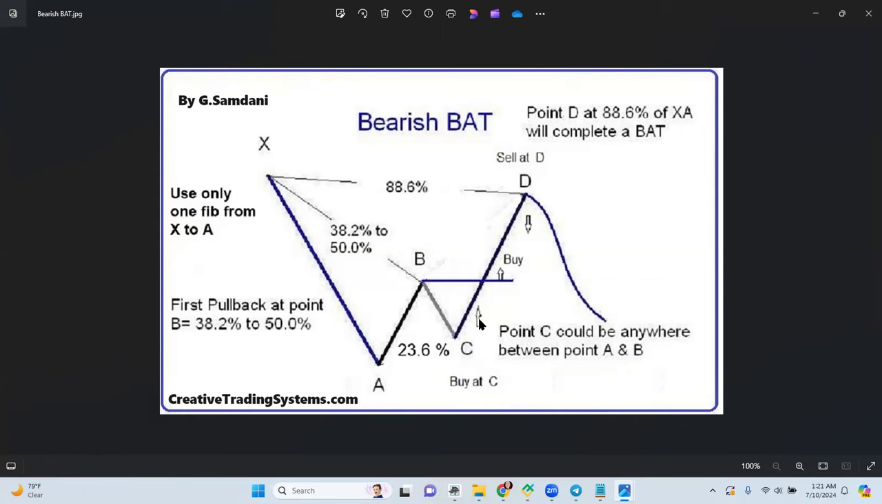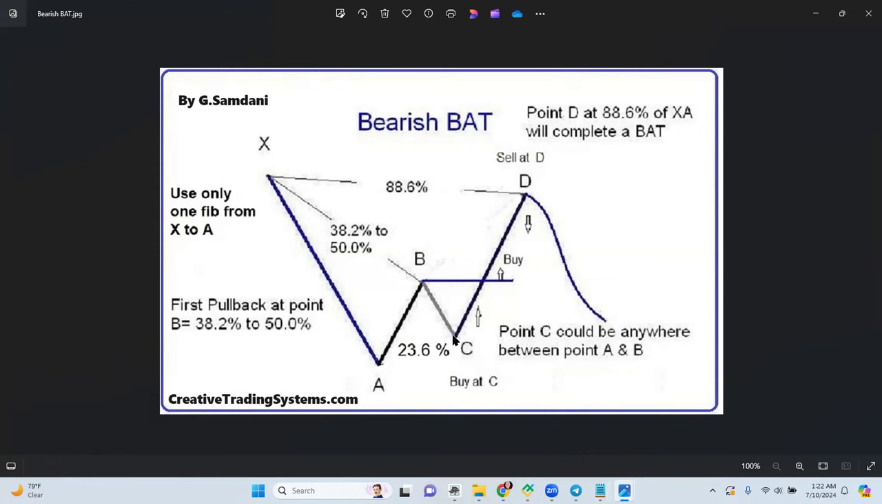So after the first trade, the second trade is the break of this area, point B. As soon as the price breaks, you can trade from here to here. And then if it starts dropping, you can go short as well. So there are three trades in one pattern.